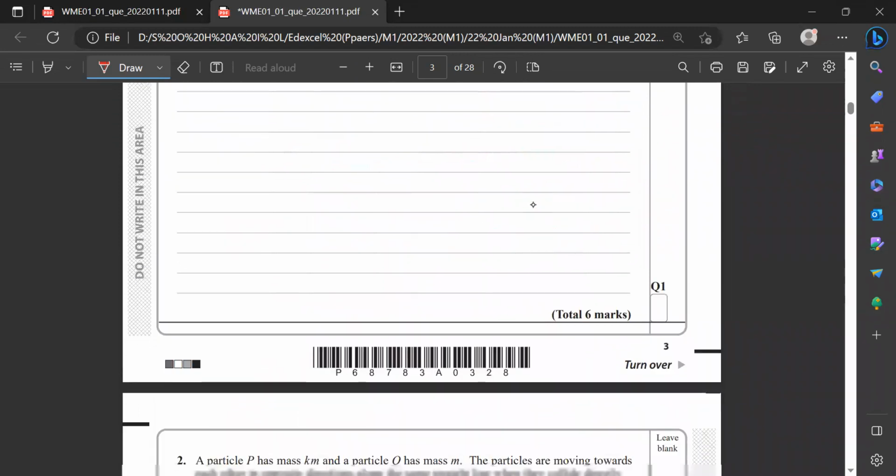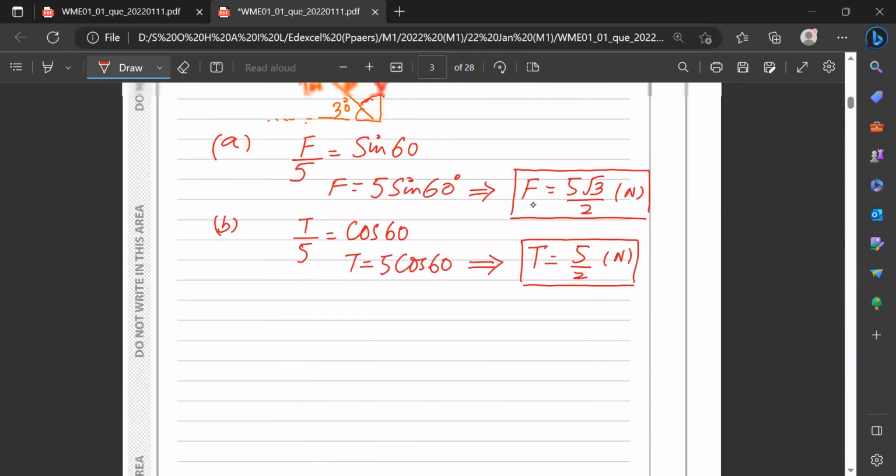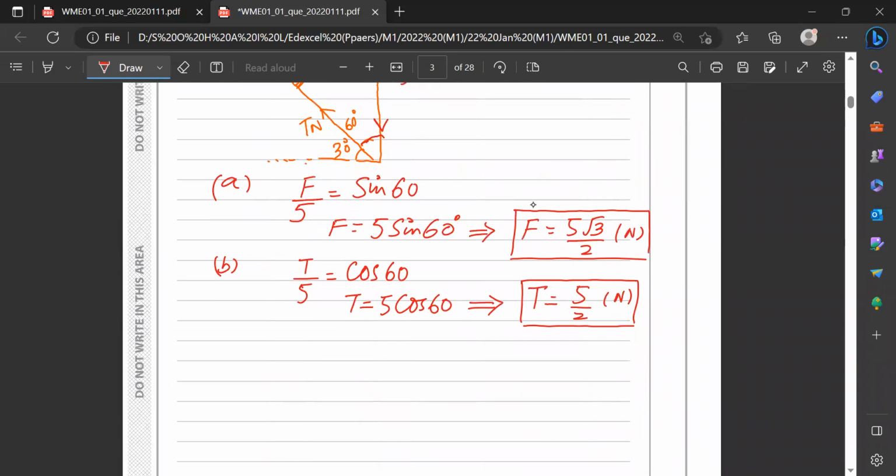There is another technique, another method, the third. So let me start it from here. Method number 3.